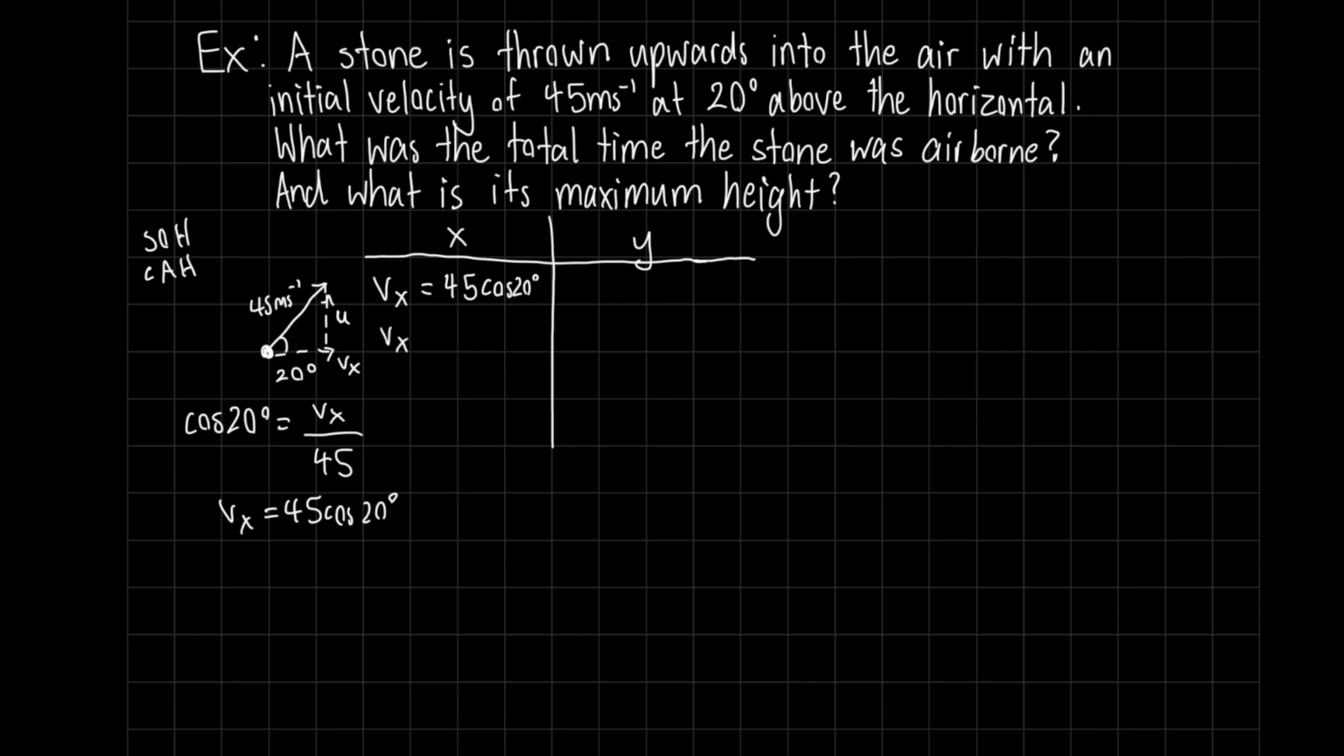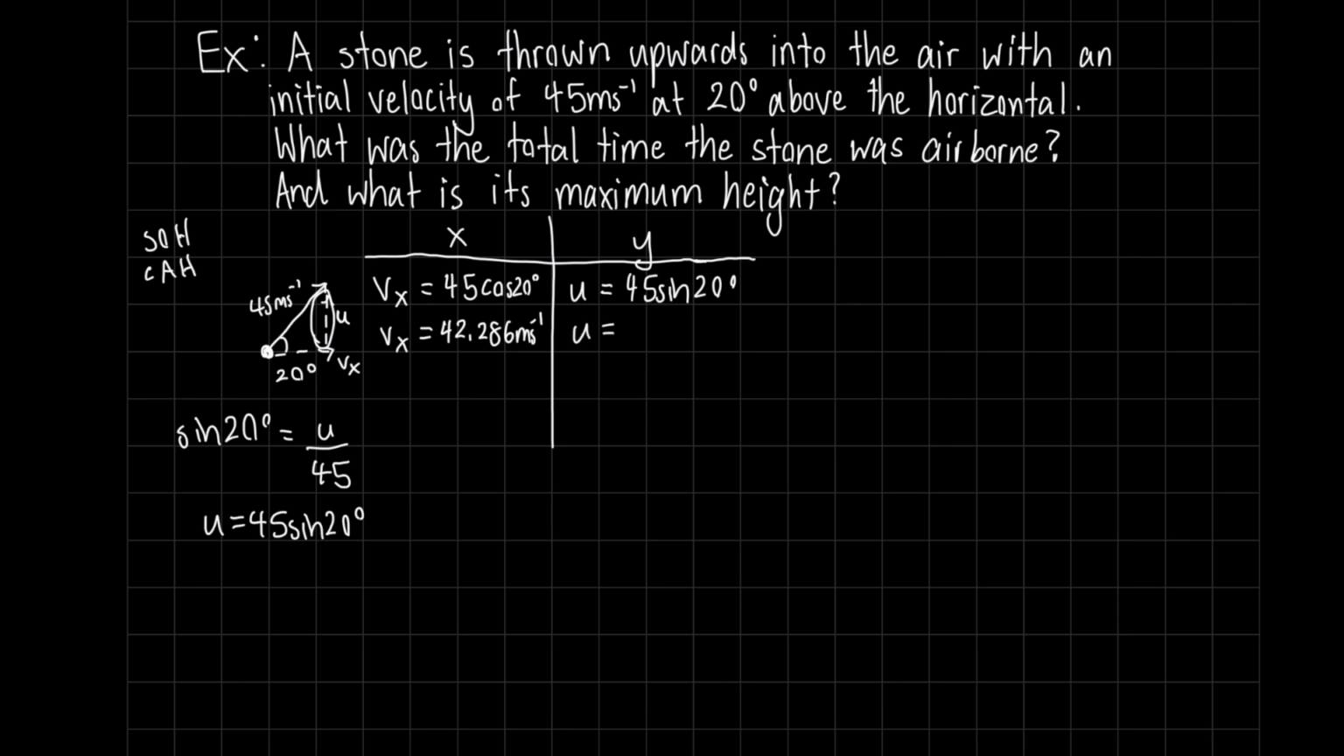And we're just going to put this in our calculator to give an actual value, which is around 42.286 meters per second. Same thing we're going to do for our vertical component. So again, using our basic trigonometry, we know that if we had sine 20 degrees, this would be our vertical component here. So that would be u divided by the hypotenuse, which is 45. So u is 45 sine 20 degrees.